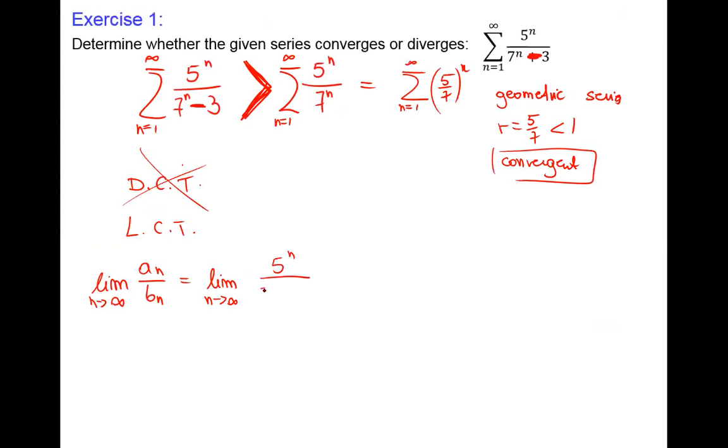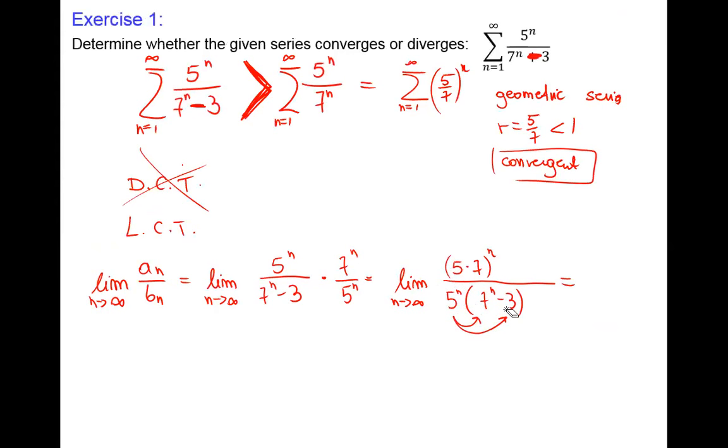5 to the n over 7 to the n minus 3, and dividing by b sub n means multiplying by the reciprocal. 5 to the n and 7 to the n, I can combine, and we will have 5 to the n times 7 to the n minus 3. But we can see when I distribute, my leading function will be the same, 5 times 7 to the n. Yes, 35. The same function, leading coefficient 1, that means the limit is 1.